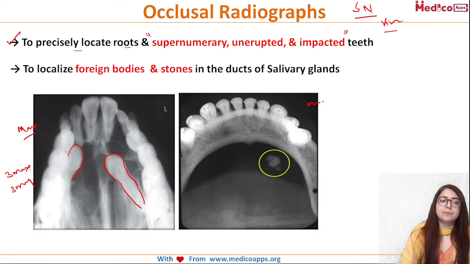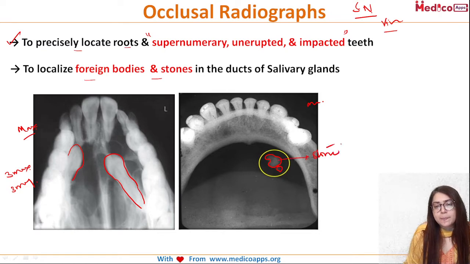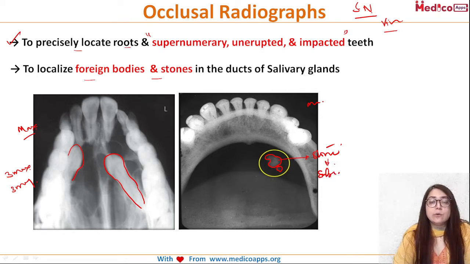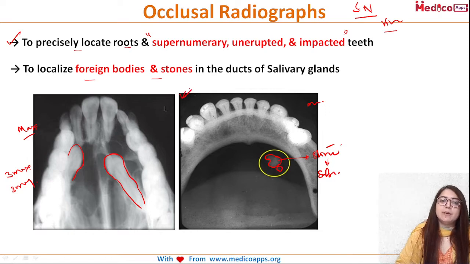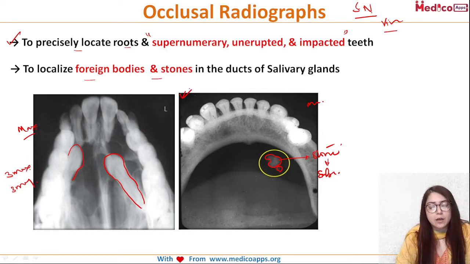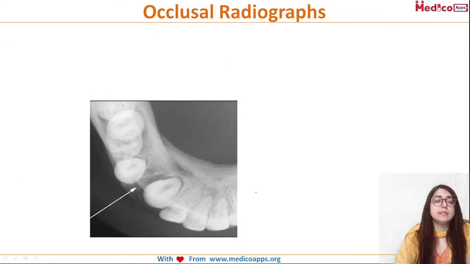Second is to localize foreign bodies and stones in the duct of the salivary gland. Here you can see this radiopacity. This is calculus, or you can say a stone in your submandibular gland duct, which can eventually lead to sialolithiasis. So whenever you encounter a case of sialolithiasis, we generally prescribe this mandibular occlusal radiograph to locate the position of this calculus, or you can say stone.